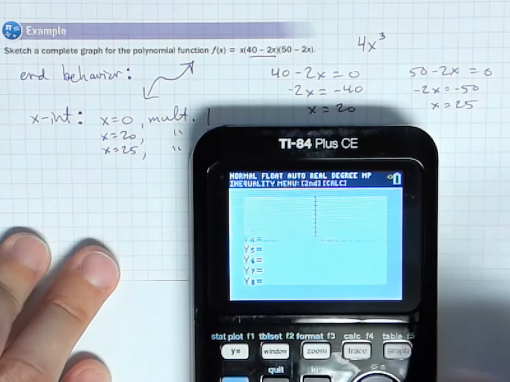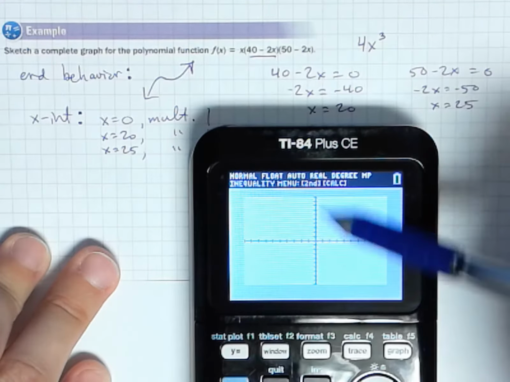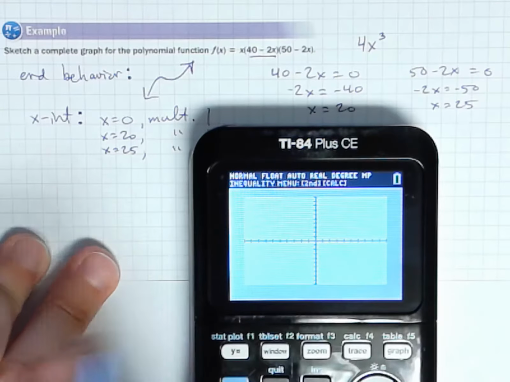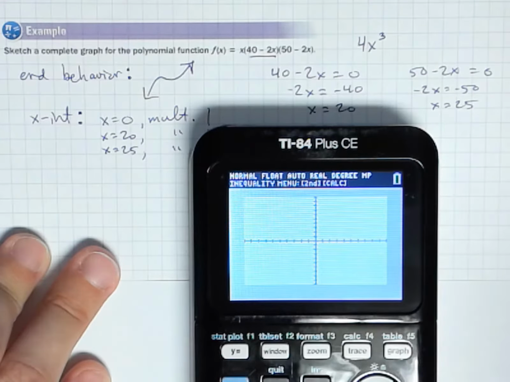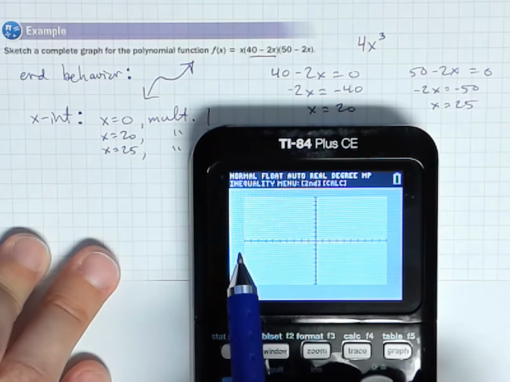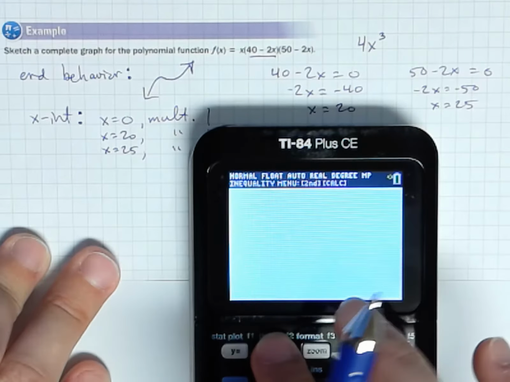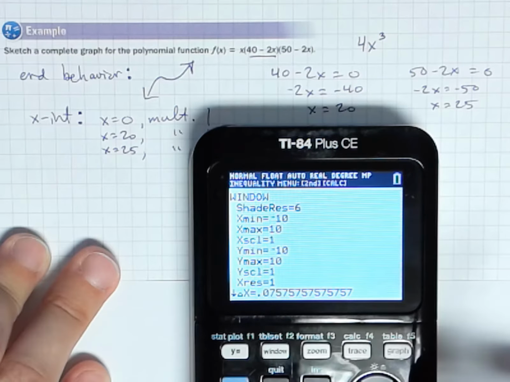And if I just hit graph right now, we're not going to see a lot. It goes off my screen. I don't know if you can even see, but there's a blue line there. Well, we know x goes way out. It crosses at x equals 20 and 25. My calculator screen defaults to negative 10, 10, negative 10, 10. So let me go change my viewing window a little bit.